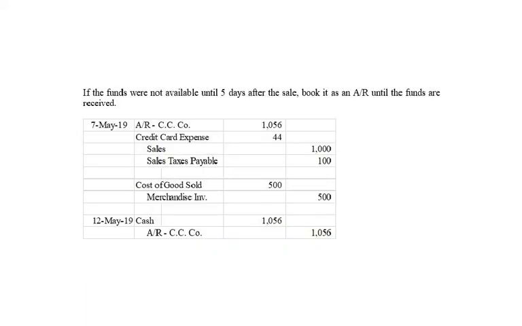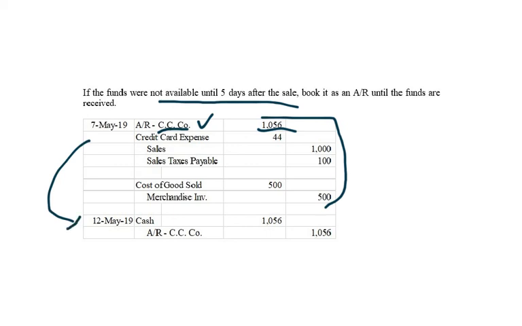Now, what if the funds are not available for 5 days after the sale? Notice this is pretty much the same transaction as before, except here the 1056 isn't to cash, it's accounts receivable, and you might set up a temporary AR account called credit card company. In other words, it's a holding place. You know you're going to get the funds, but there's this little holding period, so you temporarily dump it in an AR, and then 5 days later we book this transaction that you're looking at right here. Now we have cash, debit, accounts receivable, credit card company credit for the 1056. So that's the way you have to treat it if there is any hold at all on the funds. If there's no hold, it's the same as cash.